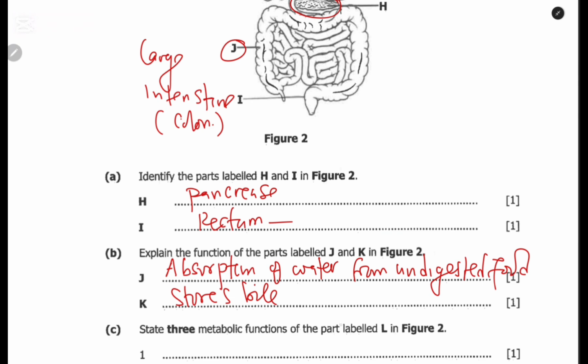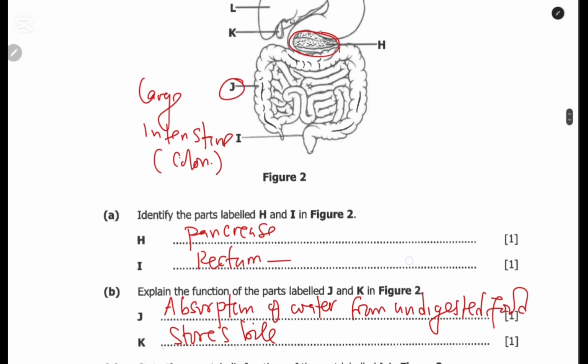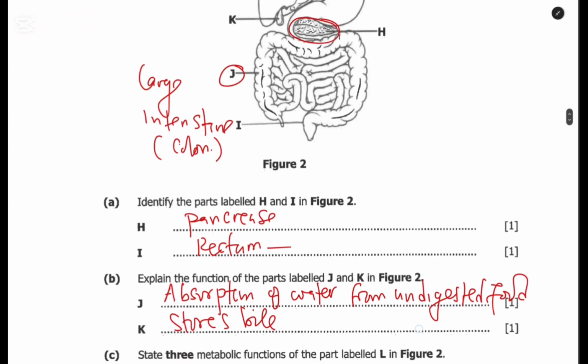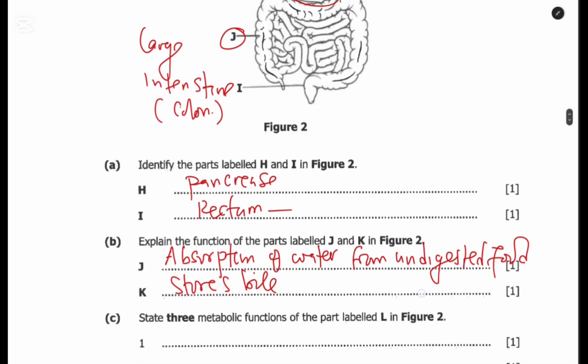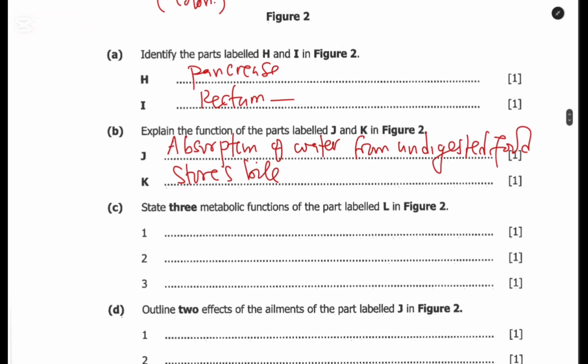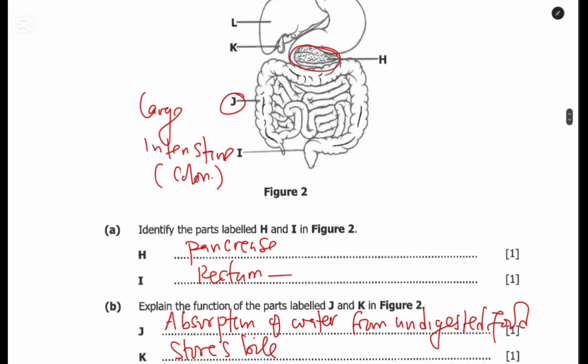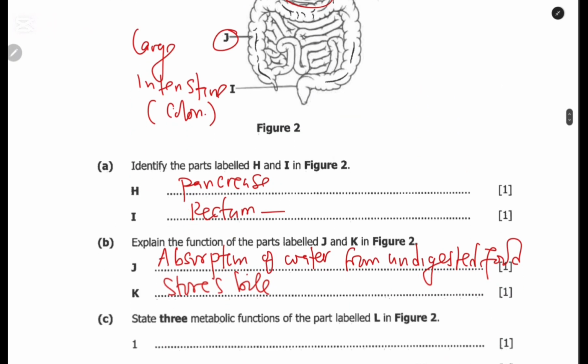And you need to know the component of bile and the function. Another question that we expect is that, what is the role of the liver in digestion? That question is viable. Make sure that as you go through also that question, you have it answered. Okay. Then of course C, state 3 metabolic function of the part labeled L in figure 2. So, like I said, very important to identify the part first before you rush into giving the function. And as you can see, the part is the liver.